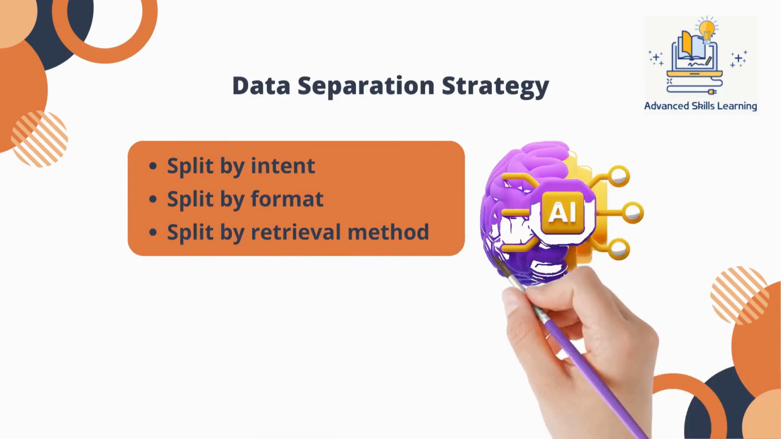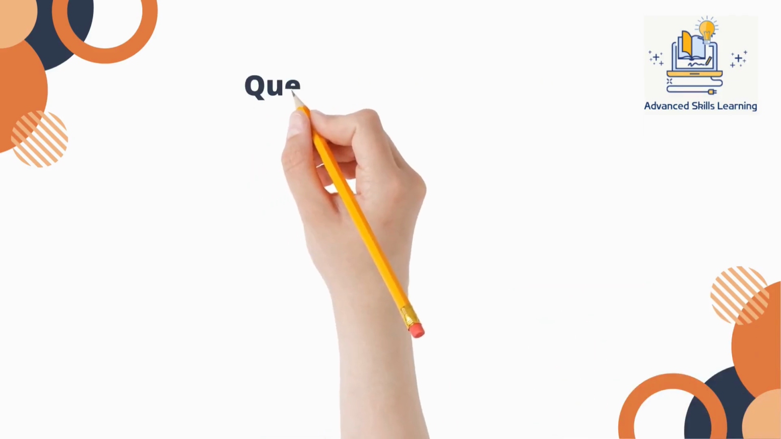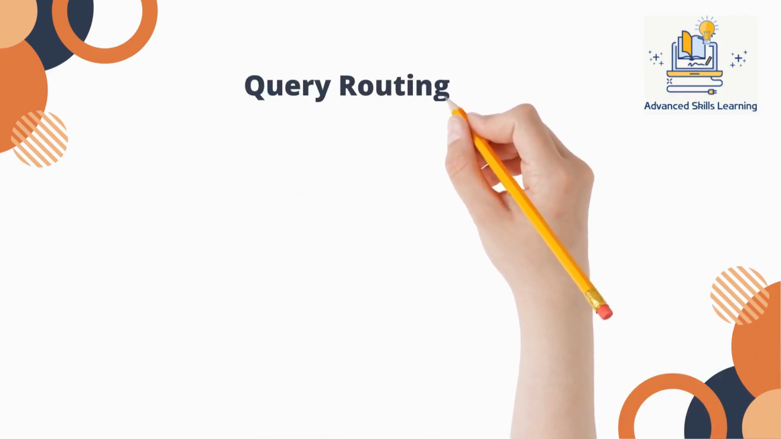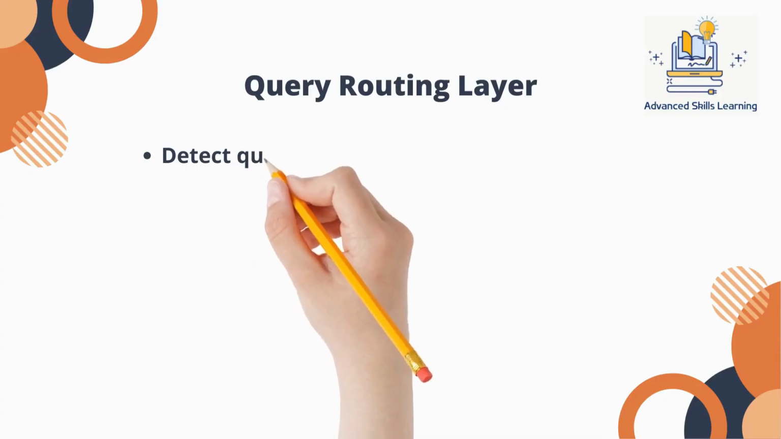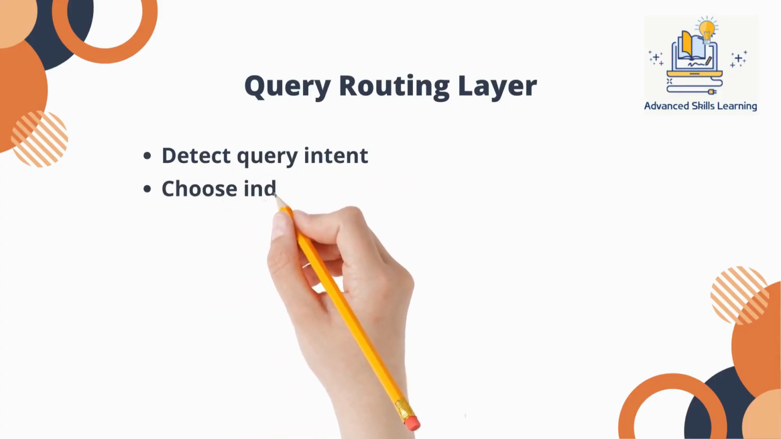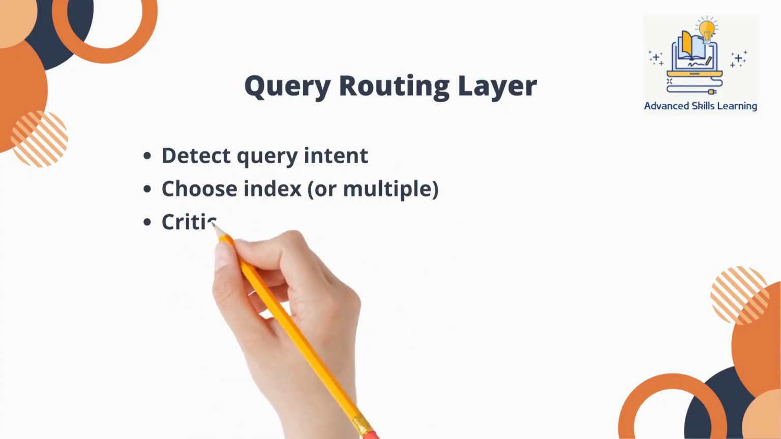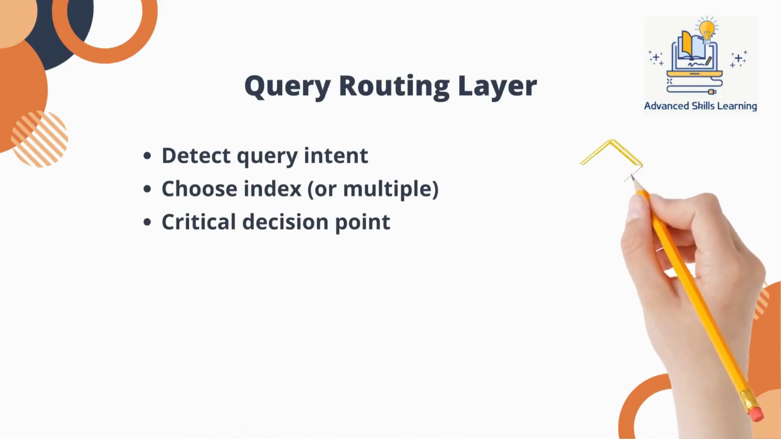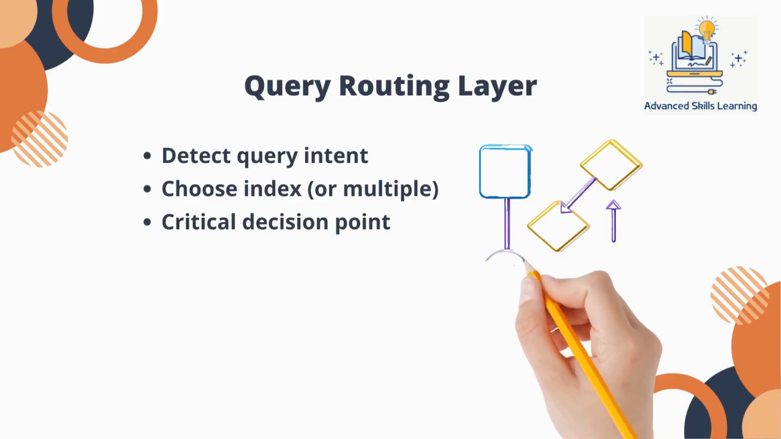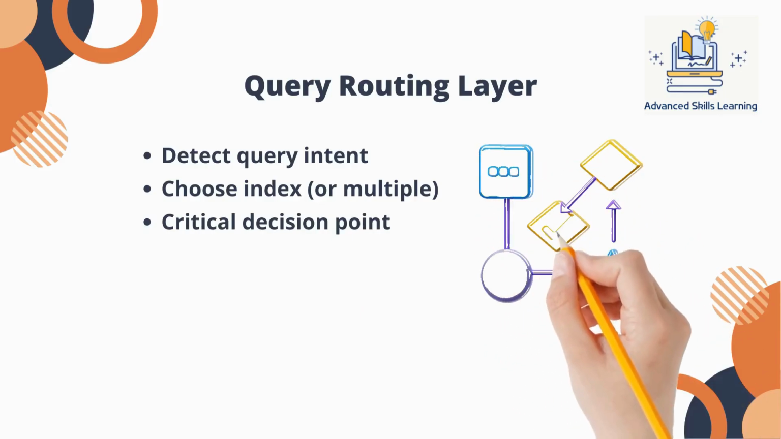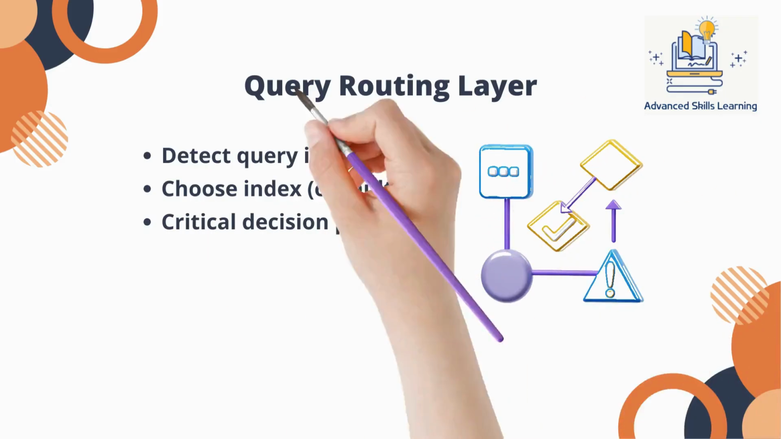The most critical component in this architecture is the routing layer. Every query must be evaluated before retrieval begins. The system decides which index to query, or whether to query multiple indexes in parallel. This decision directly impacts accuracy, because even perfect retrieval from the wrong index still produces incorrect answers.